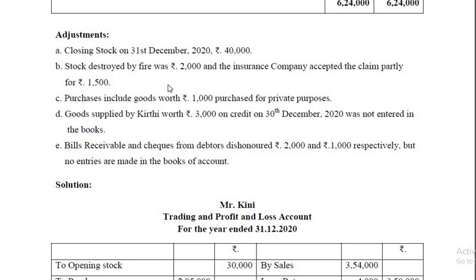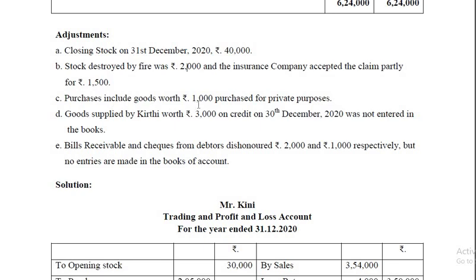And the net loss will be debited to profit and loss account. Let me repeat, 2,000 must be credited to the trading account, and then 1,500 should be taken as due from insurers, so that will come to the asset side of the balance sheet. And the net loss of 500 will be debited to profit and loss account.